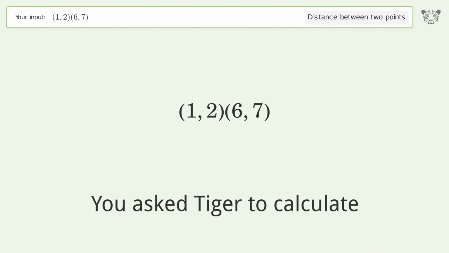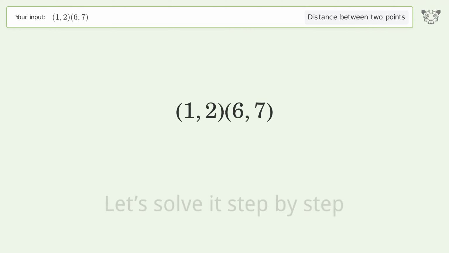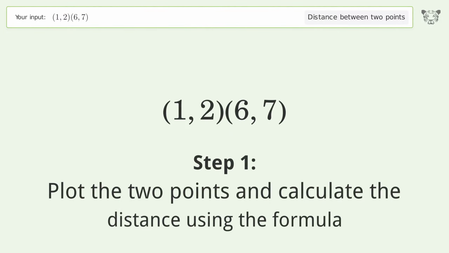You ask Tiger to calculate. This deals with the distance between 2 points. The distance between the 2 points is the square root of 50, or 7.071. Let's solve it step by step. Plot the 2 points and calculate the distance using the formula.